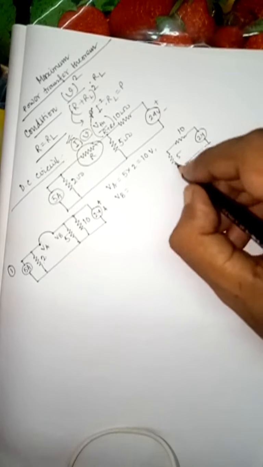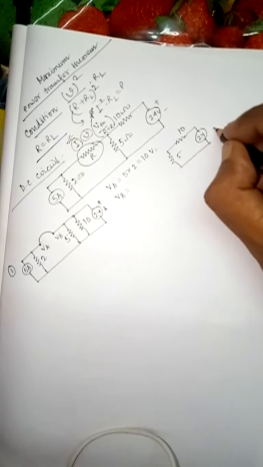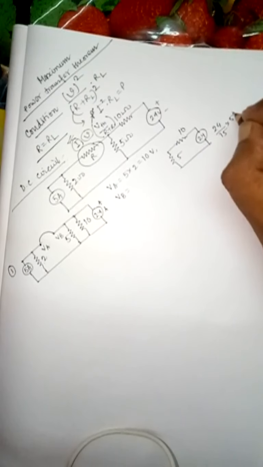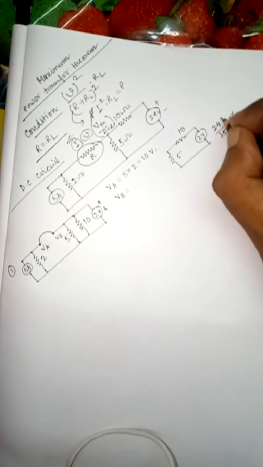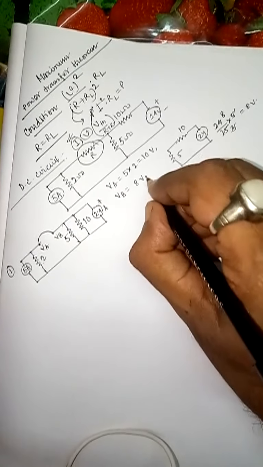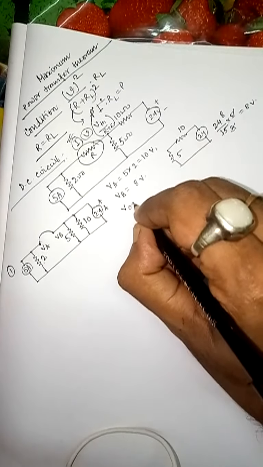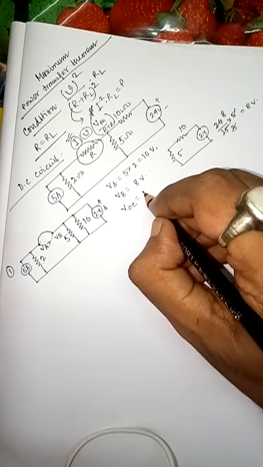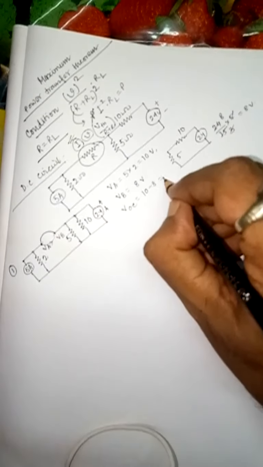So what is the voltage drop across this? This is 24 by 15 into 5. So this is 8 volt. So what is that voltage gap? This gap, the voltage gap, is VOC. This is 10 minus 8 equals 2 volt.